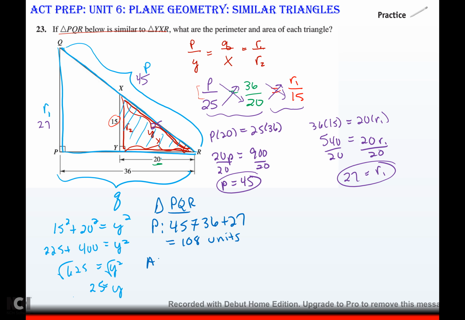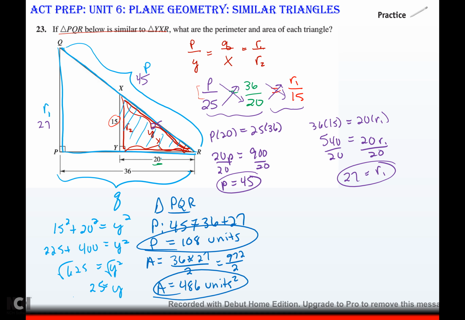My area is length times width divided by 2. So the length of the big triangle is 36, times the height of my big triangle, 27, divided by 2. That gives me 972 divided by 2, which gives me an area of 486 units squared. So there's the perimeter and area of triangle PQR.